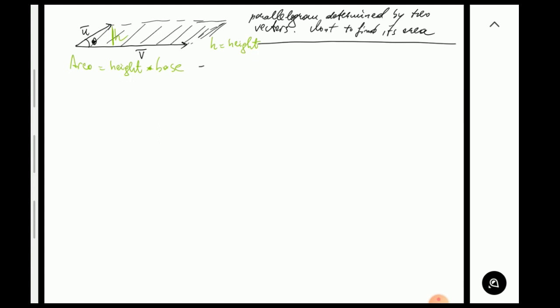So in this case, the height, let's denote it by h, as I said before, and then the base obviously is going to be the magnitude of the vector v. Now, how do I relate the height with the other vector? Well, notice that the height is the opposite side in a right triangle. So that means it's related to the sine of the angle between them. So the height is going to be the hypotenuse of that right triangle times sine of theta, right? Theta, the angle between them.